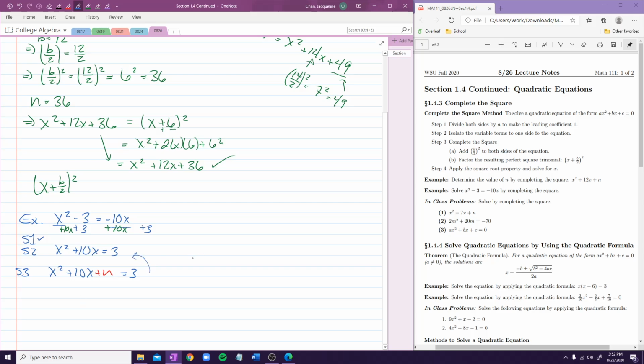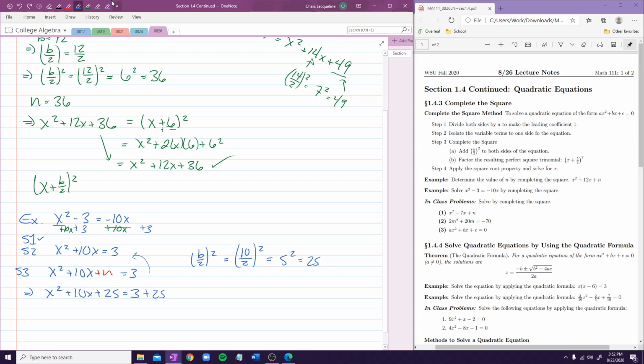So first of all, what is (b/2) squared? It is (10/2) squared, 5 squared, 25. So I have x squared plus 10x plus 25. As you can see, if I don't add 25 over here, then if I try to go back, it would not be the same.